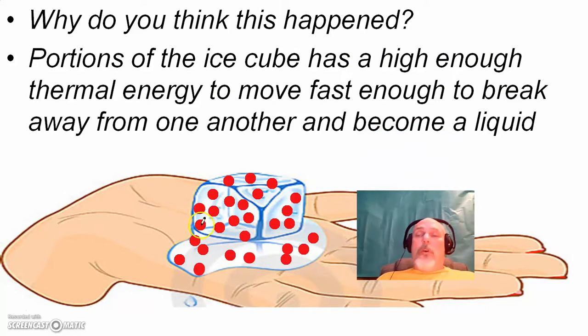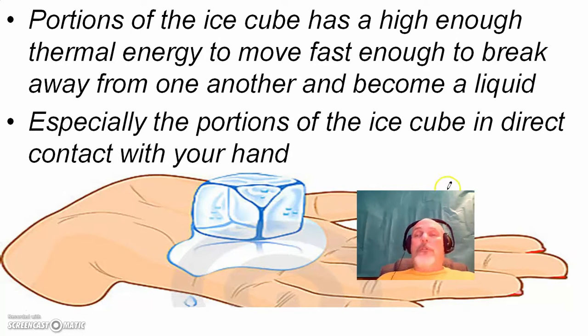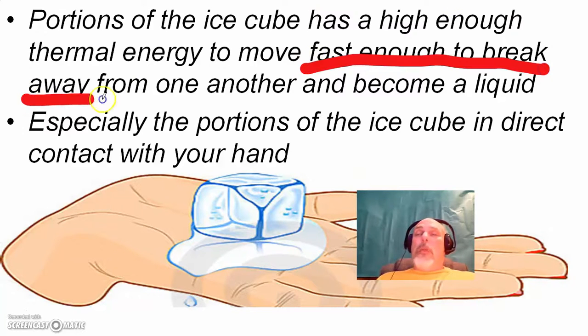So these particles down here that are actually in contact with the hand are probably going to be vibrating a little bit faster than the particles here. The reason why is that they are in direct contact with the hand, so they're going to be getting thermal energy conducted directly to them. The vibrating particles in the hand are going to increase the thermal energy or the motion of those particles. And those particles get fast enough that they can actually break away from one another and become a liquid.